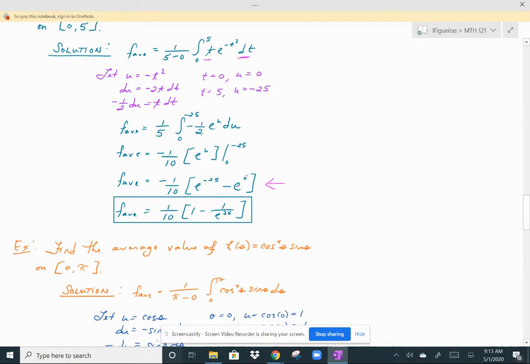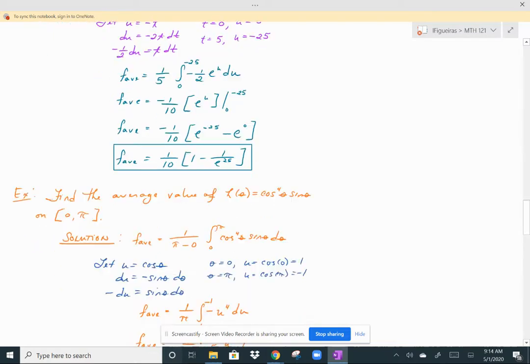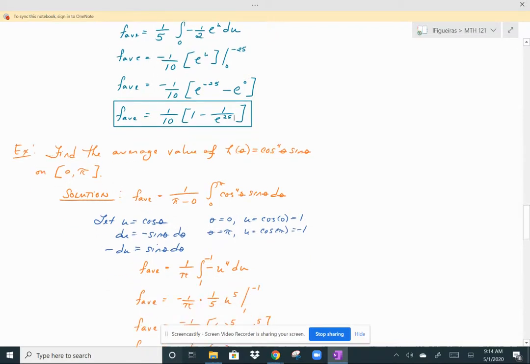And e to the 0 is 1, and e to the negative 25 is 1 over e to the 25. So I just flipped the order, and the sign of the outside negative 1/10 becomes positive 1/10, and so that's your average value. All right, here's another average value problem where, again, you'll have to use some substitution.